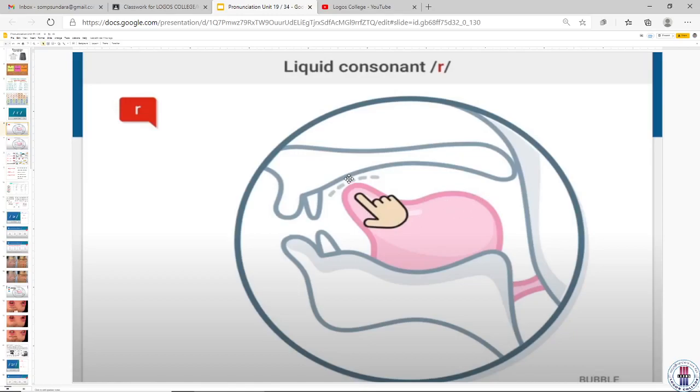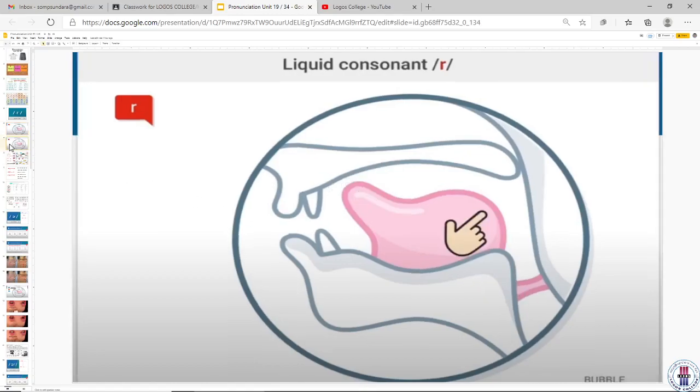Your tongue points up, kind of has a curve in it in the middle, and then it rises in the back a little bit. And this is a voiced consonant sound, so your throat should shake, it should vibrate. This illustration again shows that the back of your tongue goes back.